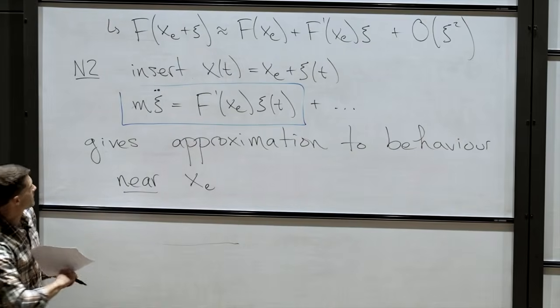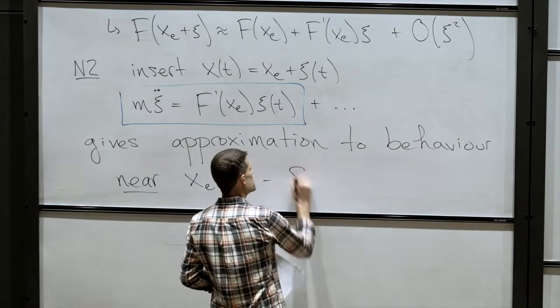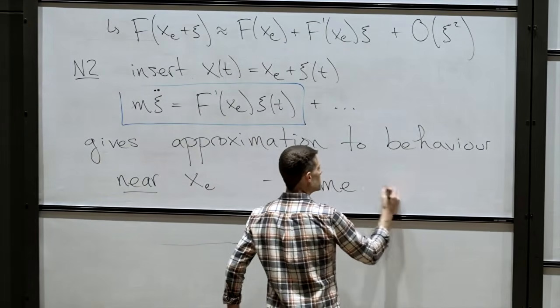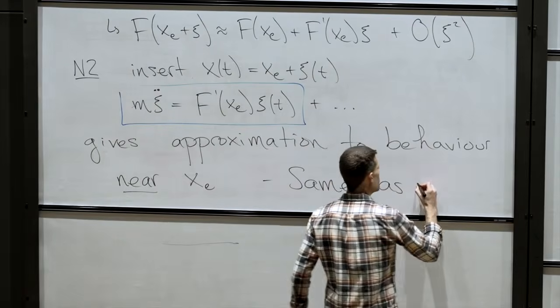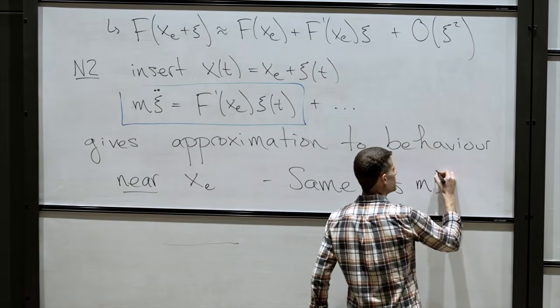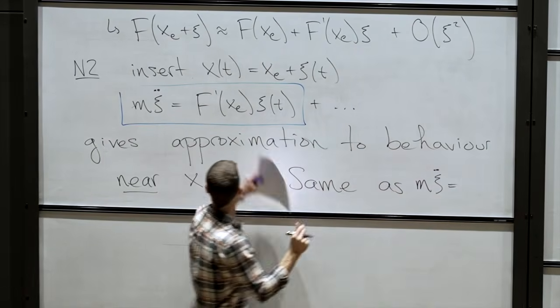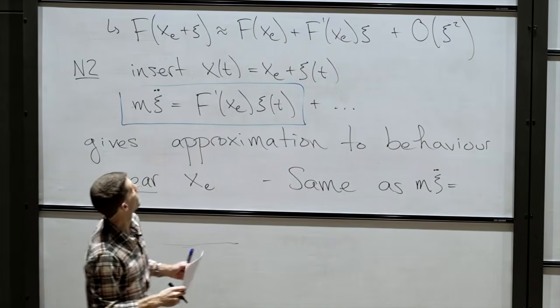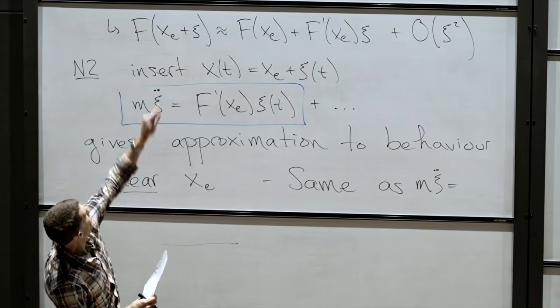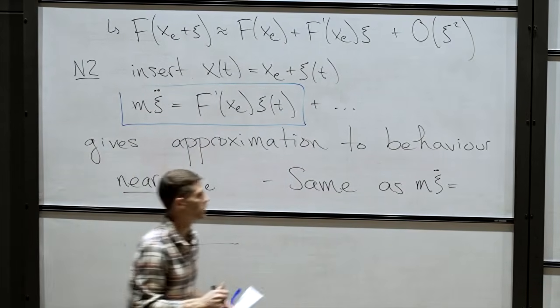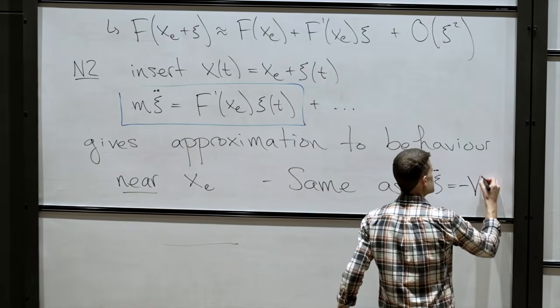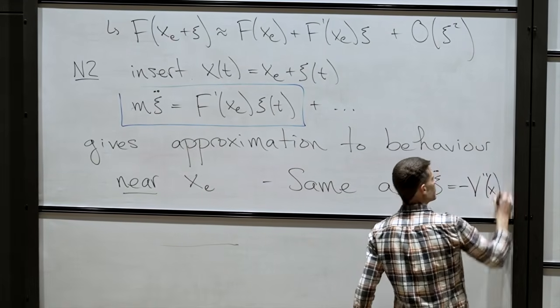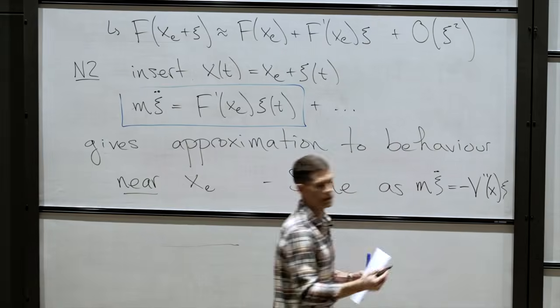And note that that's the same as the equation m psi double dot is f prime psi, and f prime is minus V double prime. Ooh, running out of space on the board. Sneak a psi in there.